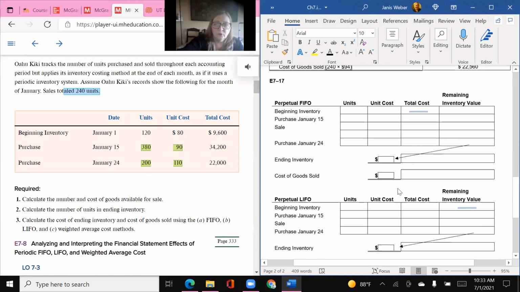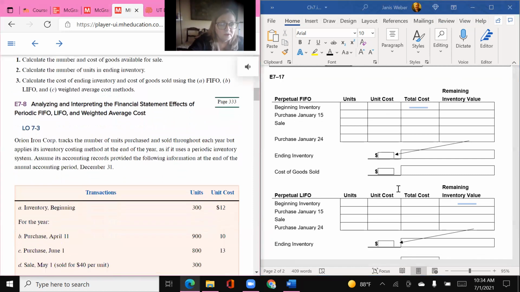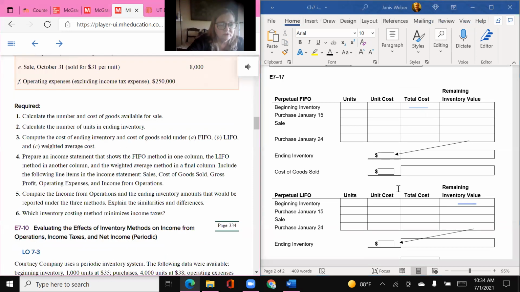All right, so now we got one more exercise in this group. It is exercise 717. We'll scroll down here and see what page it's on.